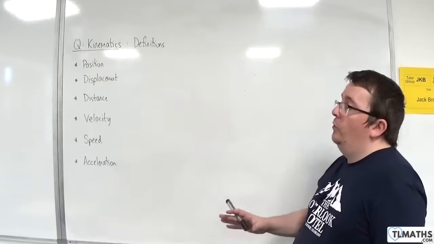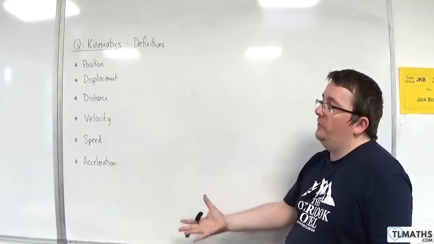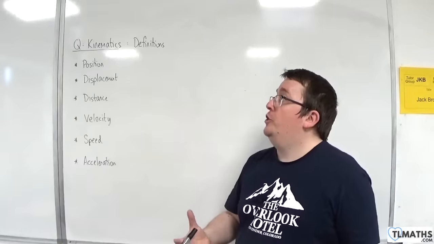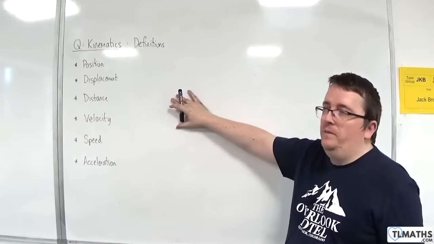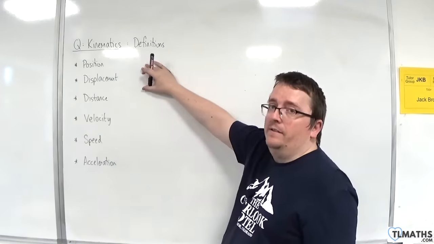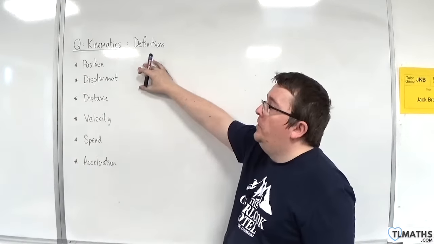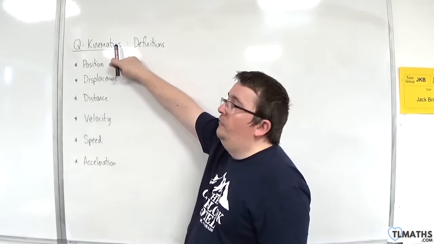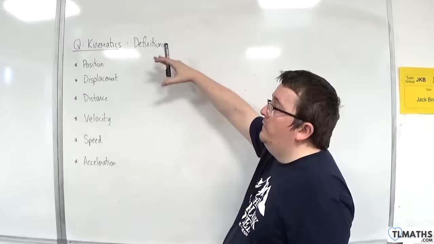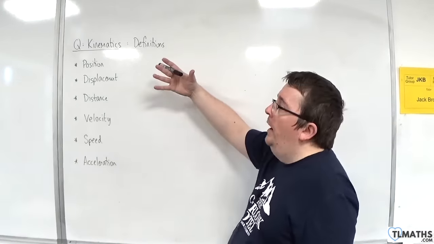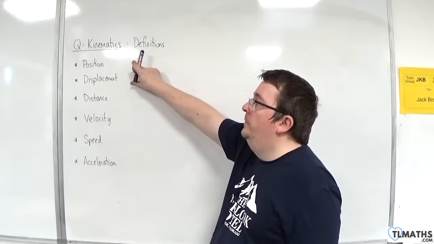Now we also need to know what we mean by each of these. So position, displacement, distance, velocity, speed, and acceleration. It's quite often that people get confused between position and displacement. Position and displacement can be the same if you started at the origin. The position is based on how far away from a given origin you are, as given by a vector. So position and displacement are both vector quantities here.